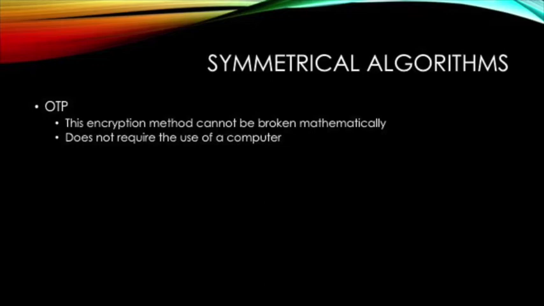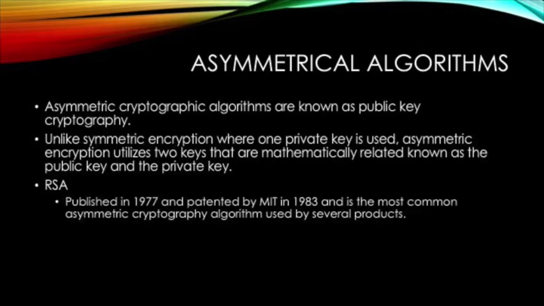Now let's look at asymmetrical algorithms. Asymmetrical algorithms are known as public key cryptography. Unlike symmetrical encryption, where one private key is used, asymmetrical encryption utilizes two keys that are mathematically related, known as the public key and private key. RSA is the first category we're going to look at. RSA was published in 1977 and patented by MIT in 1983. It is the most commonly used asymmetrical cryptography algorithm and is used by several products as well.